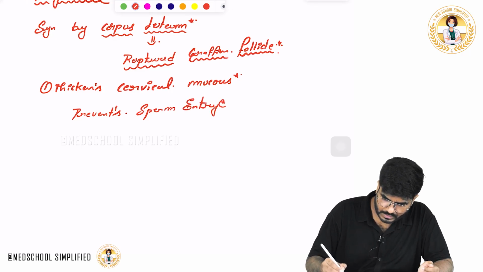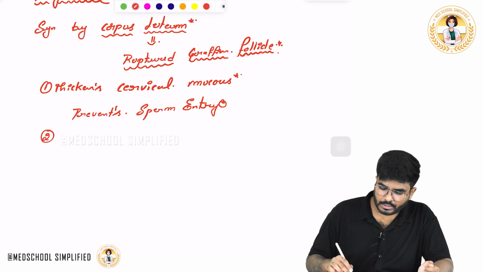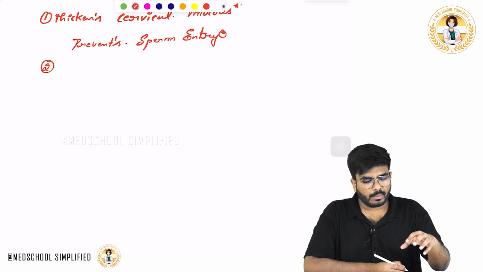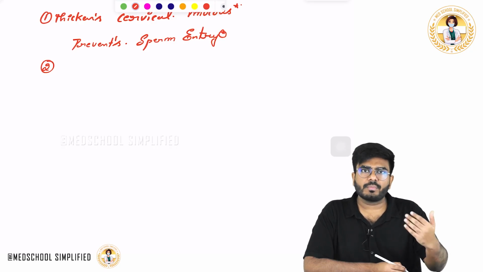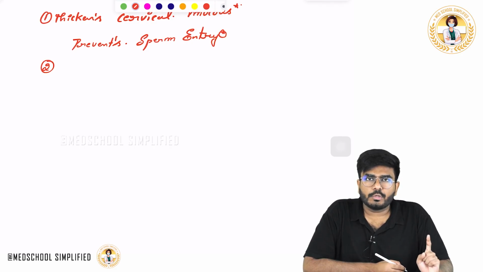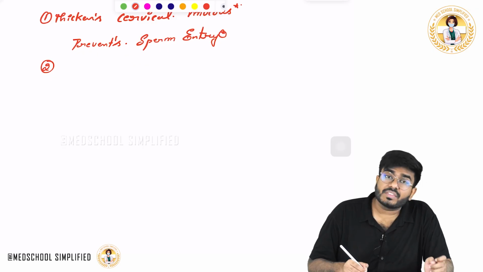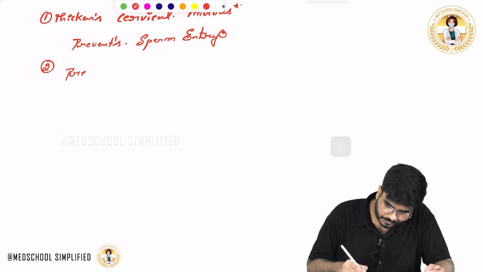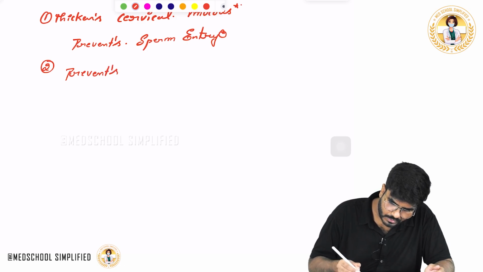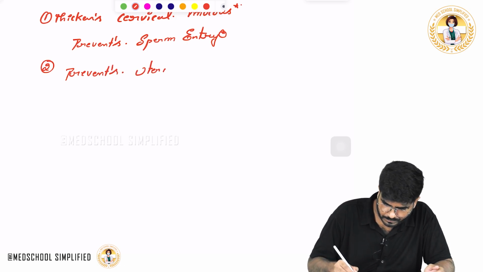Okay, next, during pregnancy, do you want any uterine contractions? Normally, a female body is designed in such a way that every month the uterus will contract for the purpose of menstruation. But during pregnancy, do you want any uterine contractions? No, we don't want any such things. So, this progesterone is going to inhibit the uterine contractions, prevents uterine contractions.